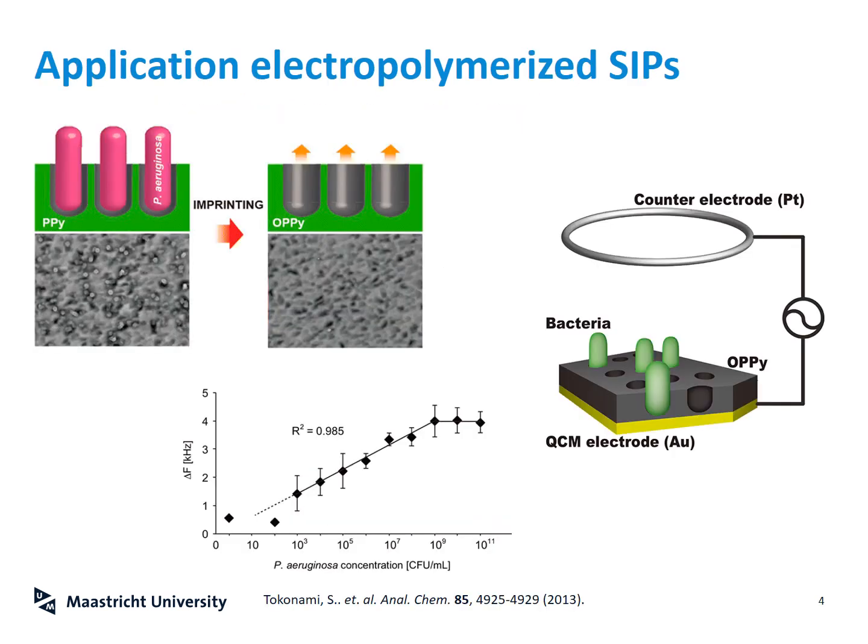Now, this is a very valuable technique that was used by a group in Japan, by Tokonami and his co-workers. What they did was they took a charged solution of electroactive monomers and dissolved that in an aqueous solvent along with the target, in their case the bacterium P. aeruginosa, and through electropolymerization they deposited the MIP onto a QCM electrode.